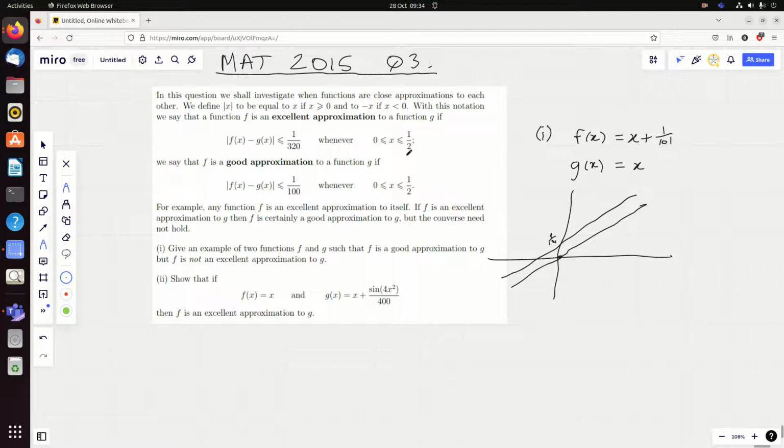Now, I did have a look at the mark scheme when I went over my answers to this question, and I noticed that they said you could have just f of x as 0 essentially, and g of x as 1 over 101. There's no need for an x there, is there? That's the really boring, trivial case if you ask me. So they did point out you can have almost anything there, like you really can. It's just got to hold from 0 to a half, remember.